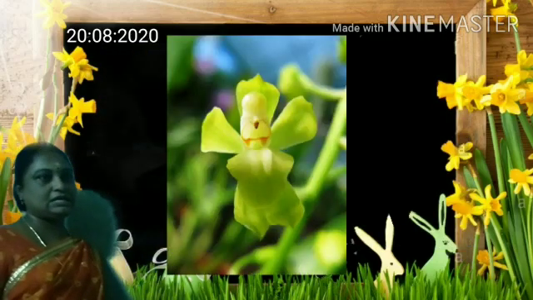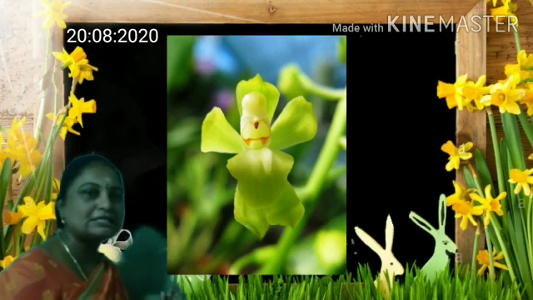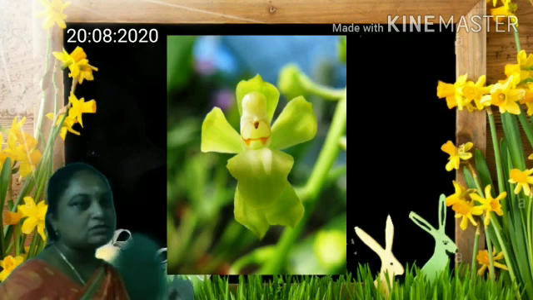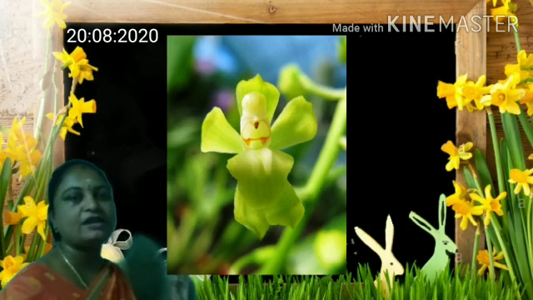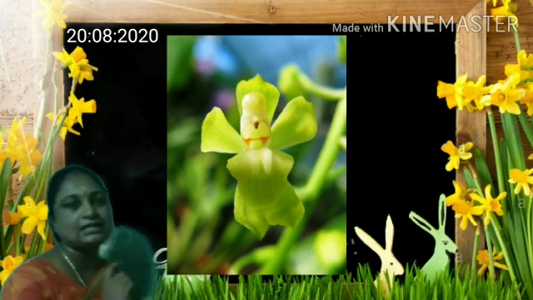Next we can see about orchids. Orchids have the smallest seed in the plant kingdom. 35 million seeds may weigh only about 25 grams. That much smaller the seed is.